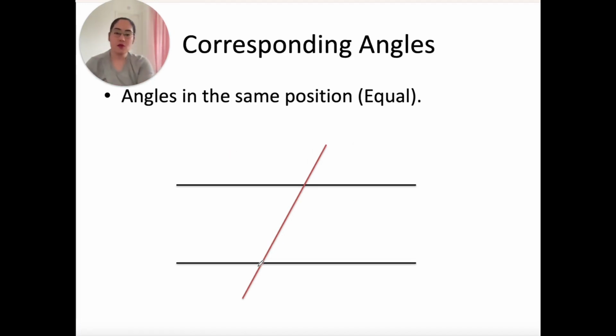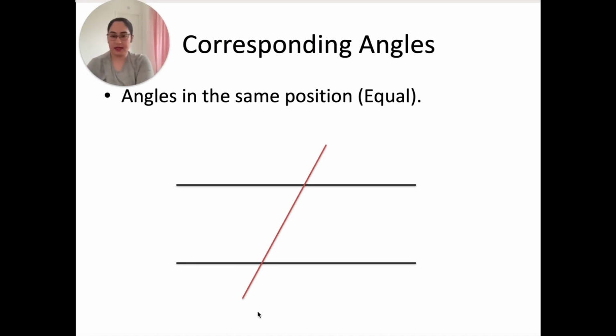Corresponding angles. So if you have two parallel lines, and there's a transversal, a line that cuts through these parallel lines, there are a pair of angles, well, there could be more than one pair, referred to as corresponding angles. So corresponding angles, the mathematical definition, are angles in the same relative position at each intersection.